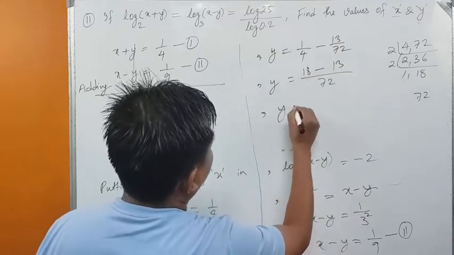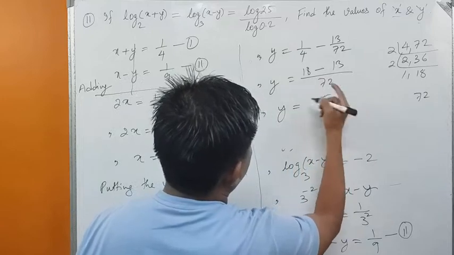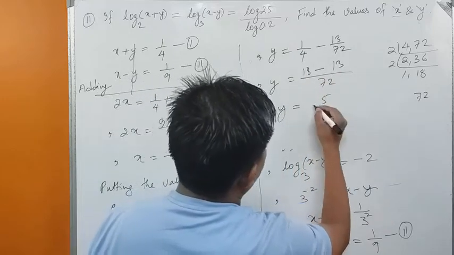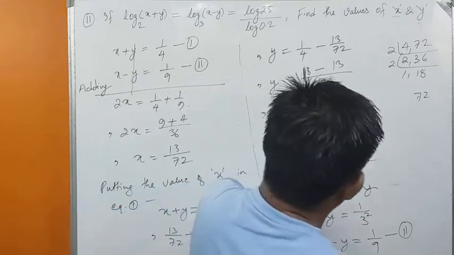Or y equals 18 minus 13. 8 minus 3 is 5, isn't it? So 1 minus 1 is 0, we need not write that. So 5 upon 72 is the value for y.